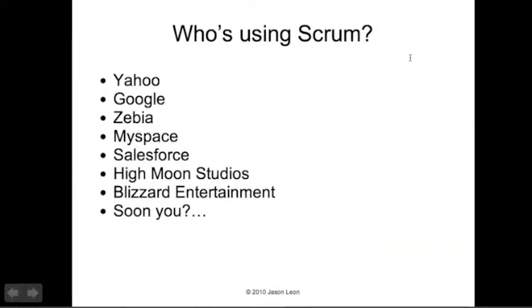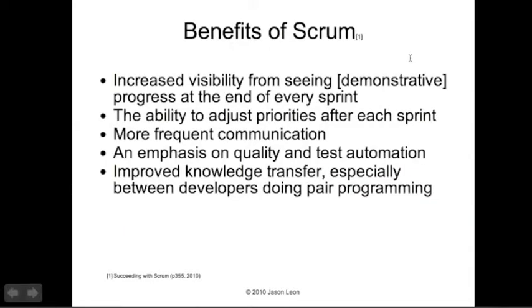These are folks that are using it: Yahoo and Google. They're large companies. High Moon Studios was the first big video game company to popularize Scrum. Here are some of the benefits that you would gain by implementing it for your own projects. One thing I've heard that's interesting is Scrum allows you to fail faster. That's something you might hear if you ever go to any of the local meetings on Scrum, and it's really true. What it allows you to do is figure out whether something's working or not quickly.